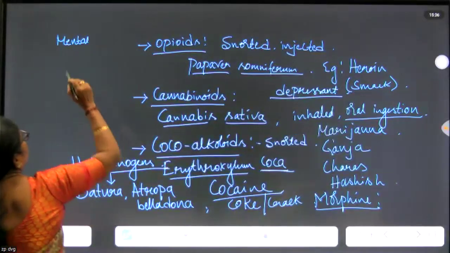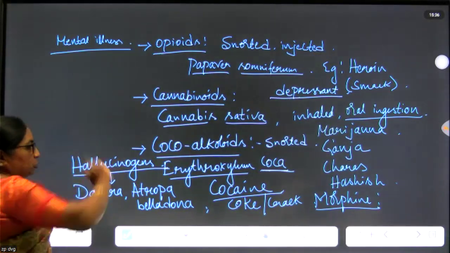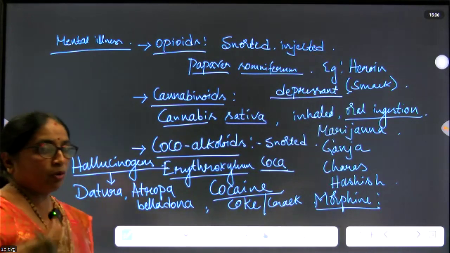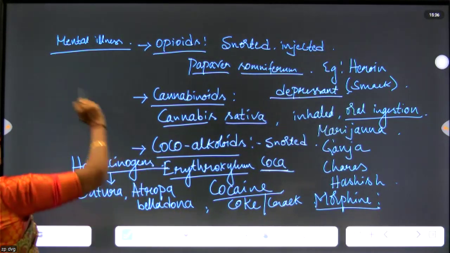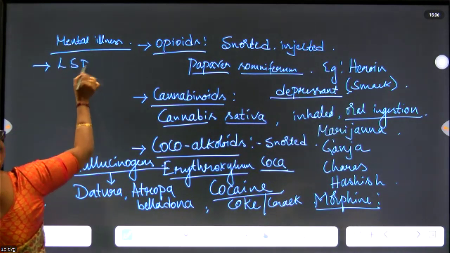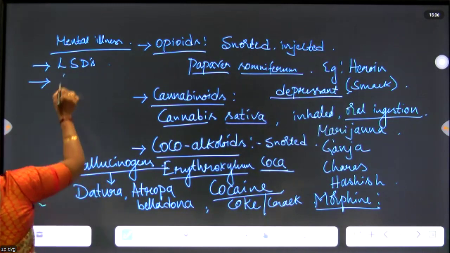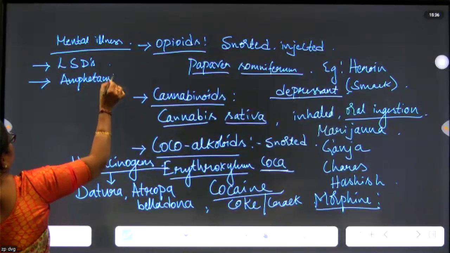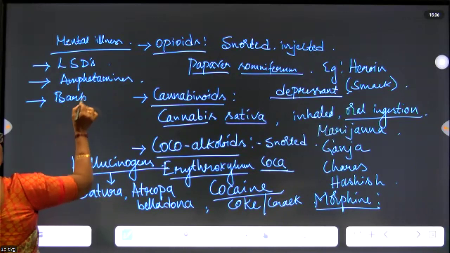So to treat some mental illness like insomnia. Insomnia is something like people cannot sleep. So sleeplessness, you call it as insomnia. So for people with mental illness they give some drugs, like LSDs, lysergic acid, amphetamines, barbiturates.